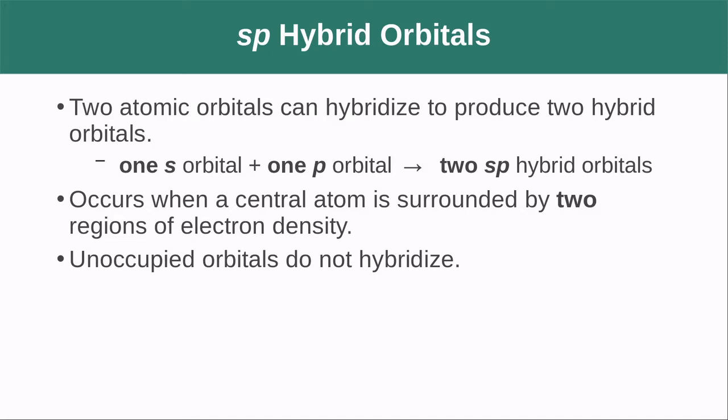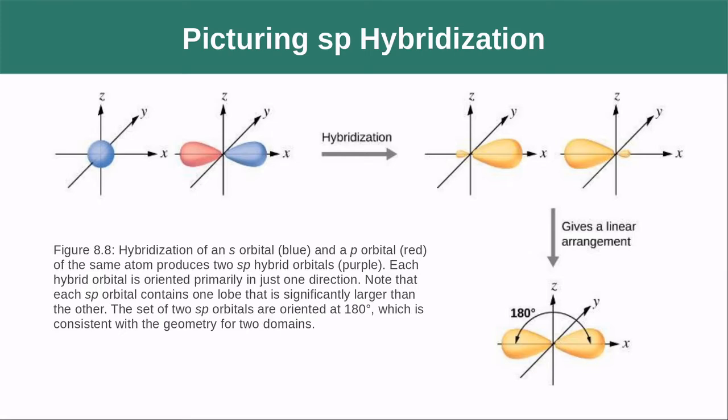Unoccupied orbitals cannot hybridize. So let's take a look at what that looks like. If we have an s orbital and a p orbital, their mathematical addition is going to look something like this. We're going to have two hybrid orbitals for the two orbitals that we put in. And when we combine those two together, we wind up getting an orbital that looks like this, 180 degrees apart.